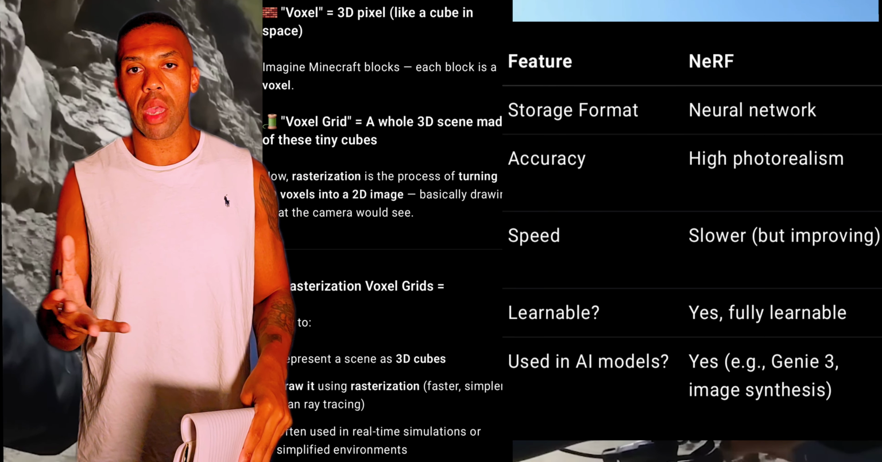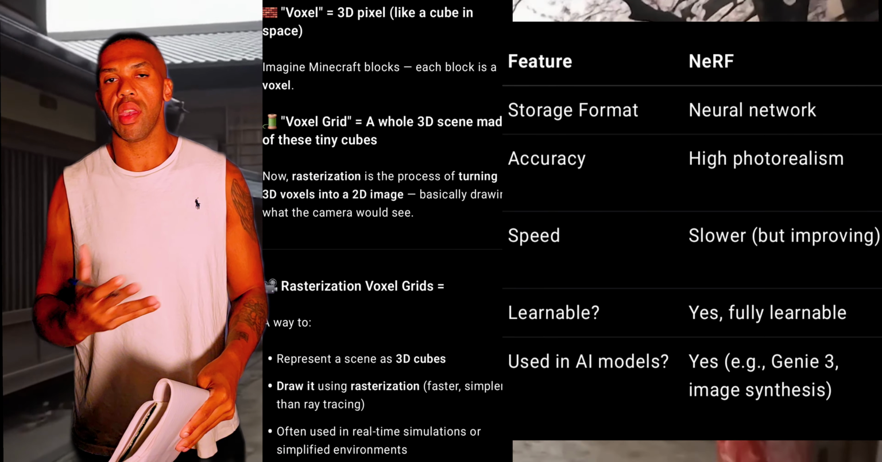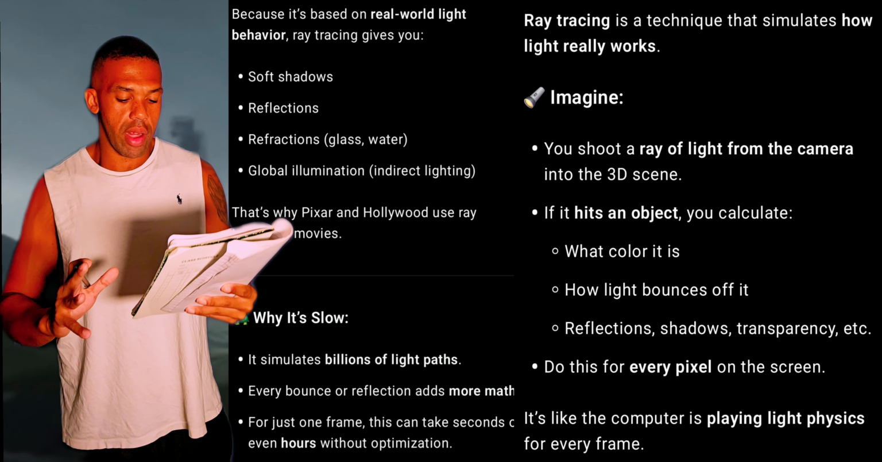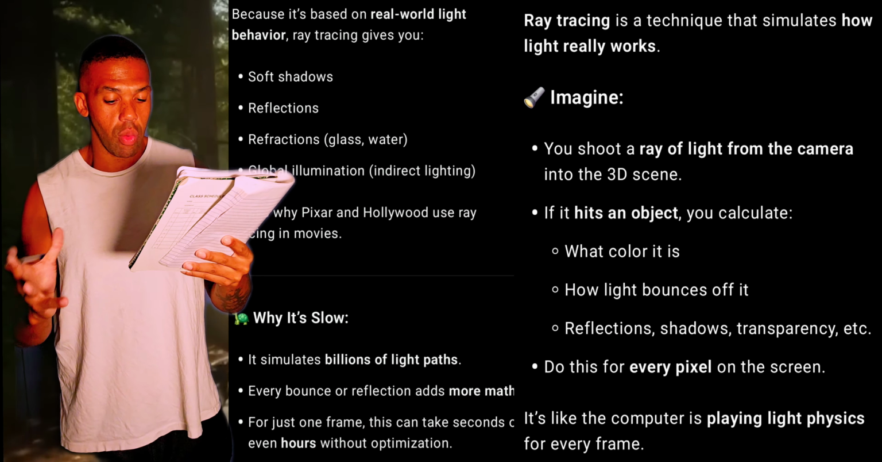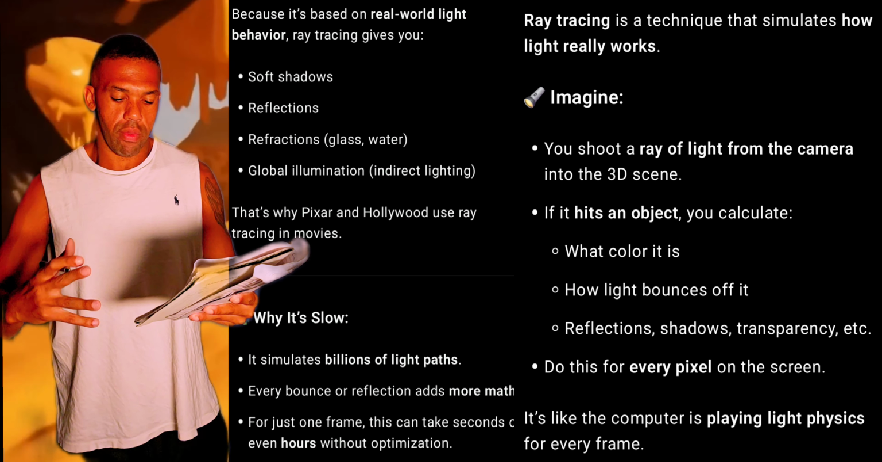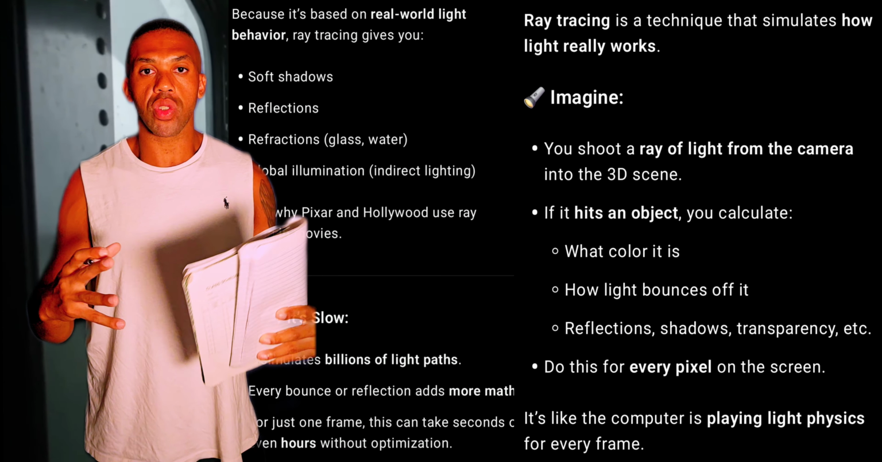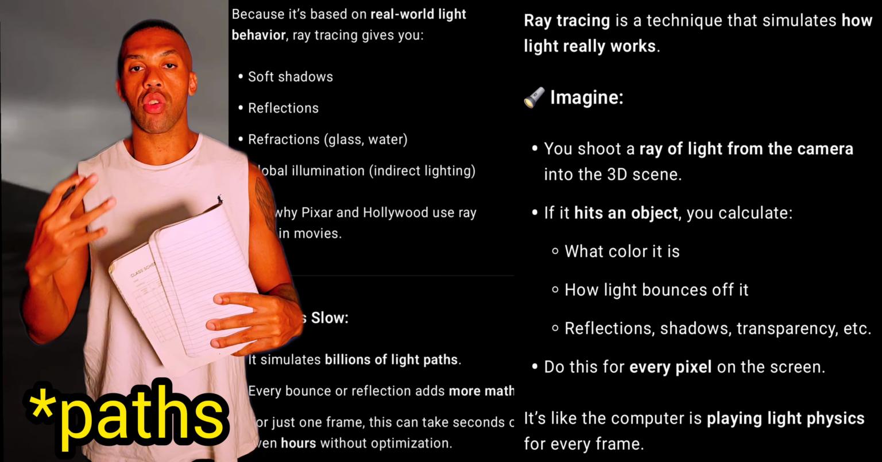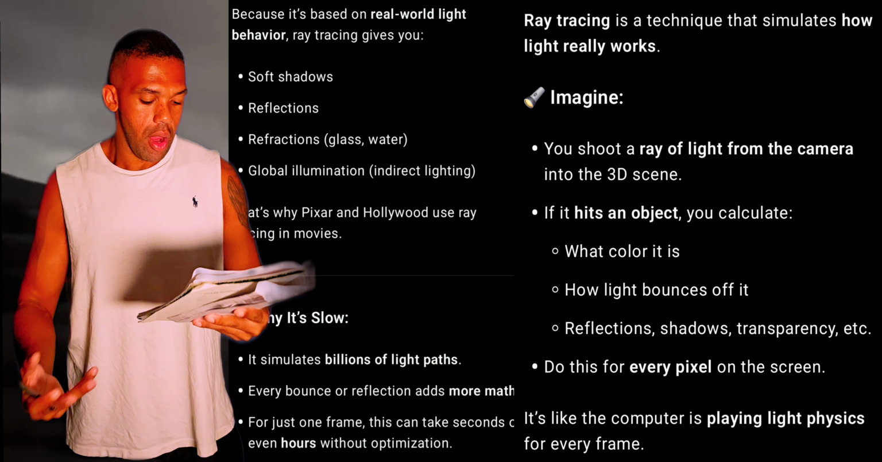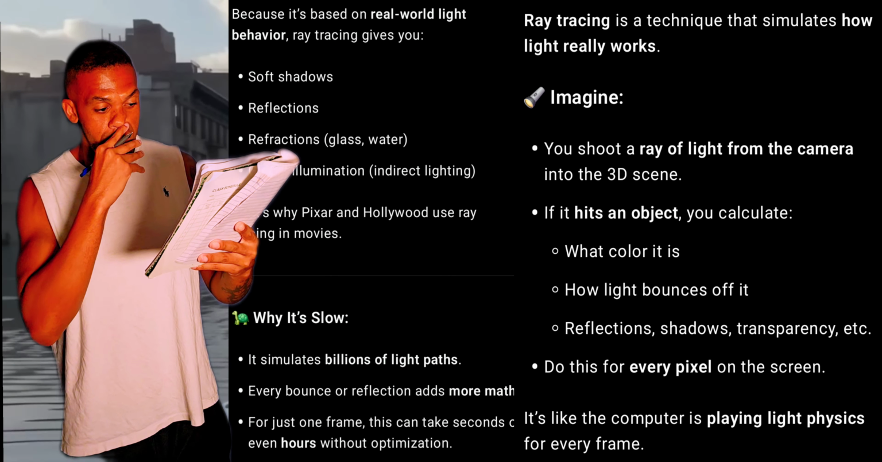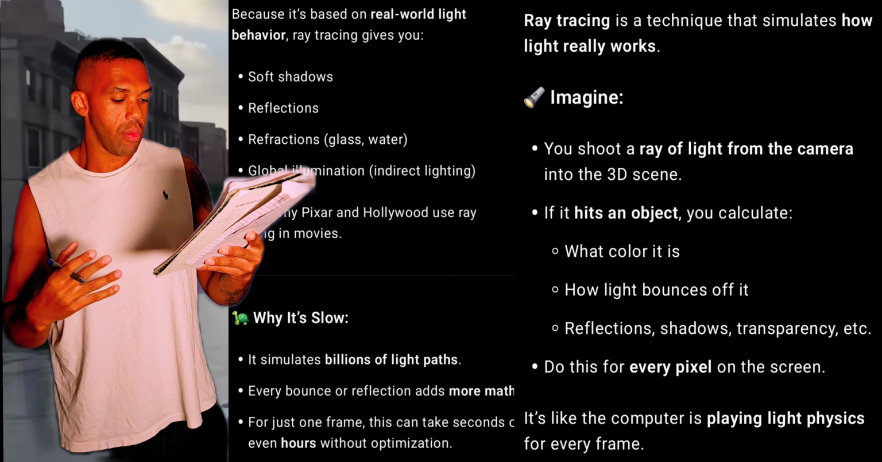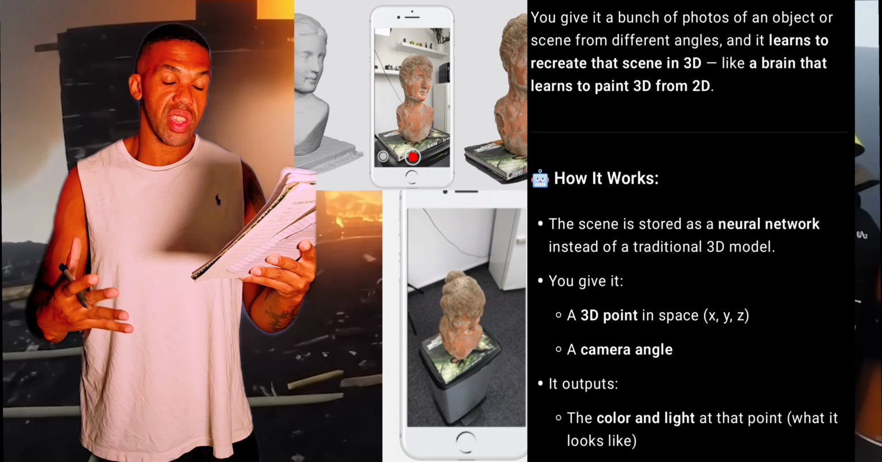So ray tracing, for example, we all know what ray tracing is, right? You've seen it in video games, right? Ray tracing is how light really works, with shadows, with reflections, with refractions, billions of light particles and simulations in order to recreate the actual real physics of light, right? Whereas Genie 3, again, is using NeRF, which is data used for 3D scans on a neural network.